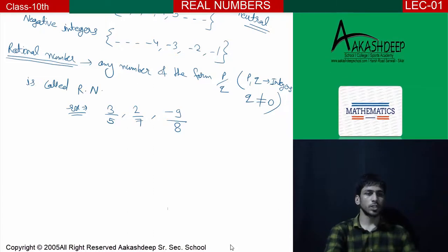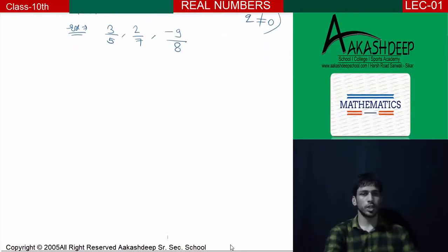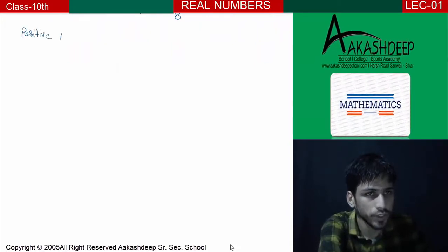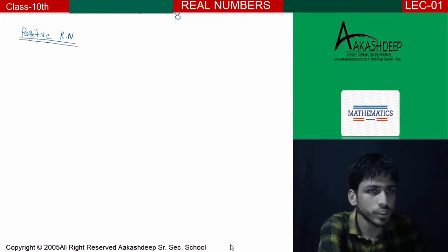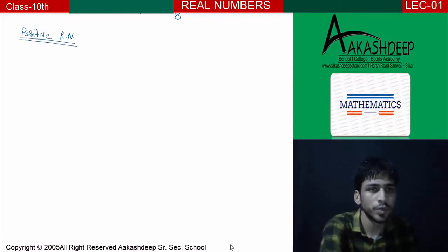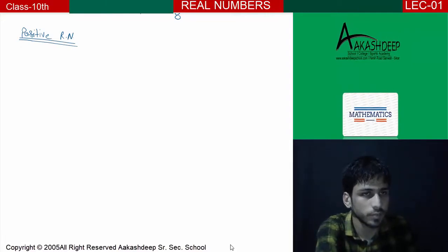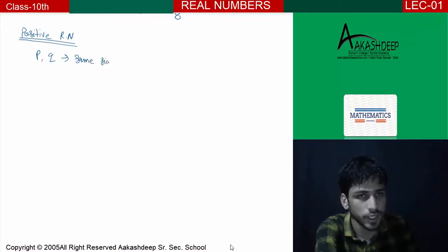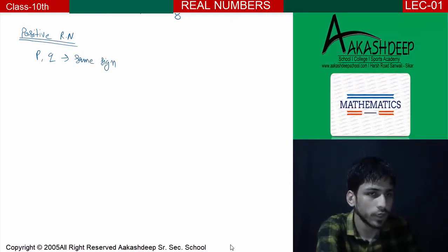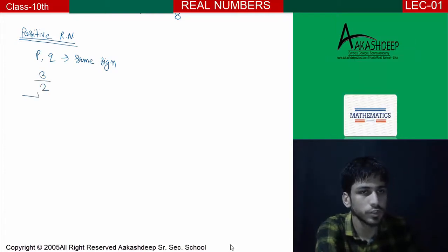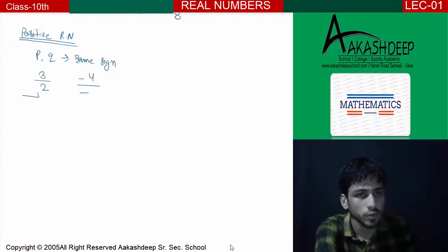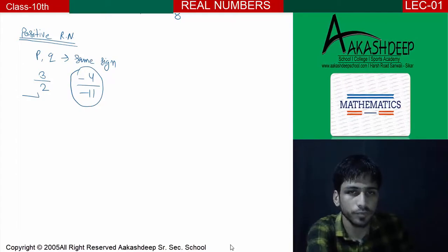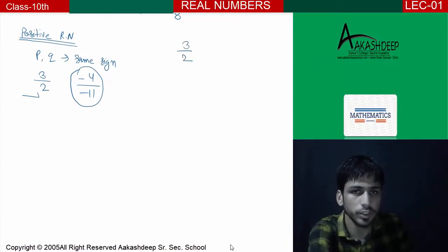Rational number can further be classified into two categories. One is positive rational number and another one is negative rational number. First we have positive rational numbers. Positive rational numbers are those rational numbers in which numerator and denominator both have same sign. It means P and Q both must have same sign. Okay. So here we can say if I take P equals to 3, Q equals to 2, this is a positive rational number. If I take P equals to -4 and Q equals to -11, so this is also a positive rational number.